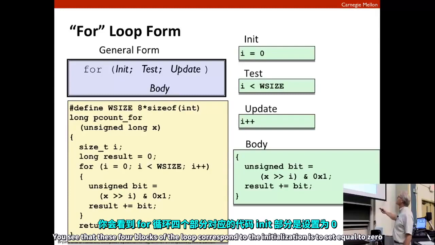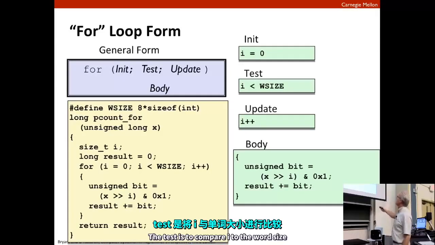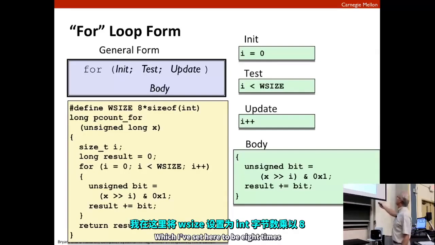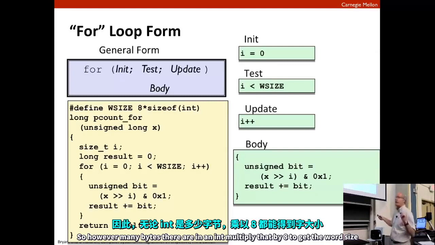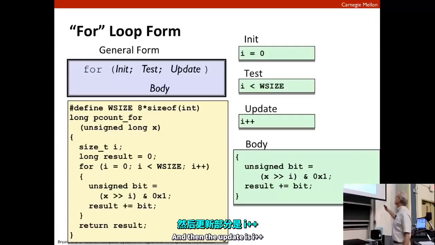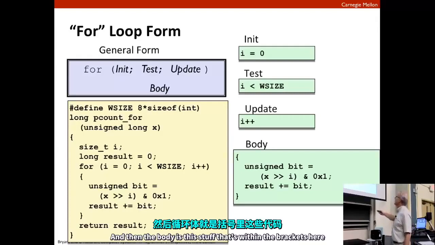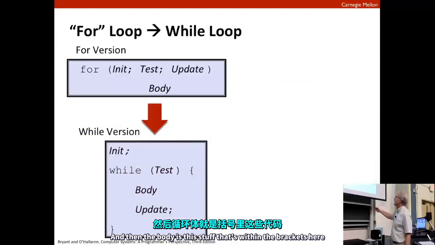the initialization, which is to set i equal to 0. The test is to compare i to the word size, which I've set here to be 8 times however many bytes there are in an int, multiplied by 8 to get the word size. And then the update is i++, and then the body is this stuff that's within the brackets here.